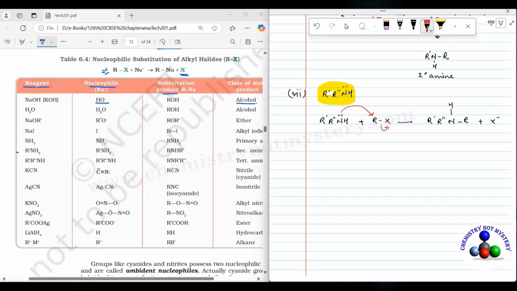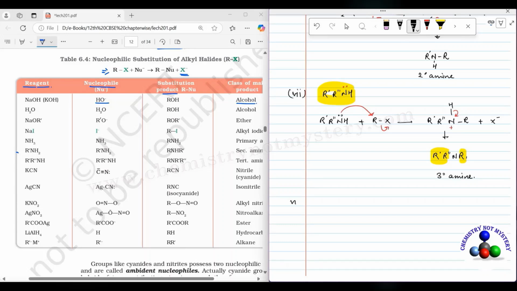As this nitrogen donated a pair of electrons to the alkyl group, it developed a positive charge. To neutralize this positive charge, hydrogen is removed in the form of H plus ion. So here you will get R, R, and R. As this nitrogen is bonded to 3 alkyl groups, this is a tertiary amine.